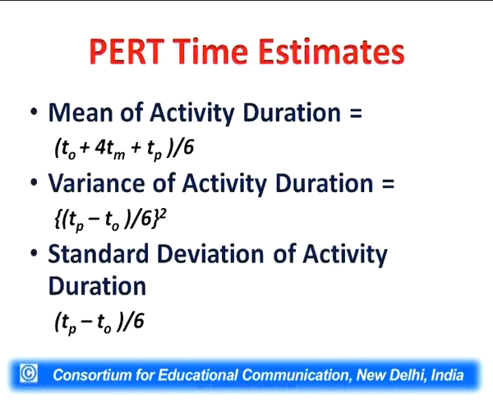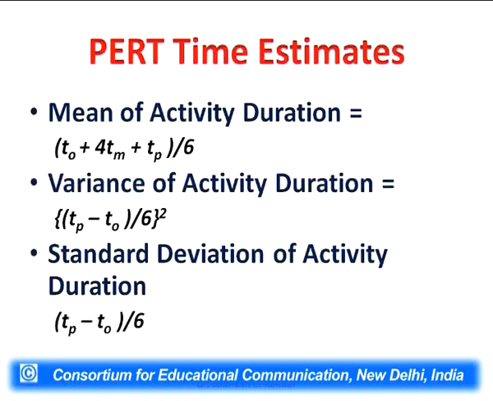Mean activity time. Now we have to use the mean activity time. Most likely time we know, but we are not using most likely time. We have to calculate the mean activity time. We have to take into account the optimistic time and pessimistic time also. And the formula to be used is TO plus 4 times TM plus TP. We have to add all these and divide it by 6. That will be the mean activity time.